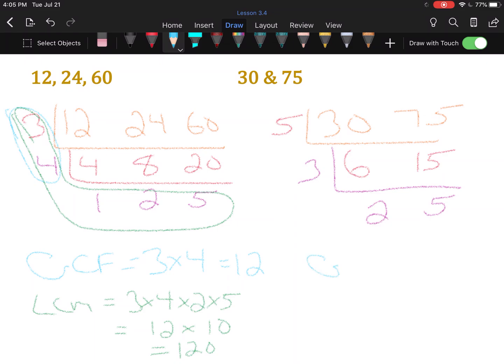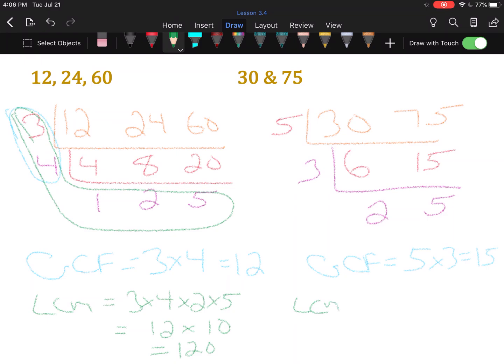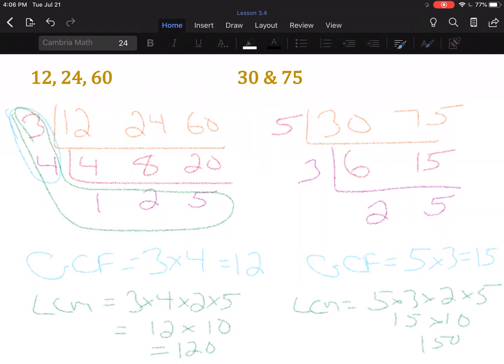So without boxing things off, GCF is the numbers on the left side, so that's 5 times 3, that's 15. And the least common multiple is 5 times 3 times 2 times 5. That's 15 times 10. That is 150.